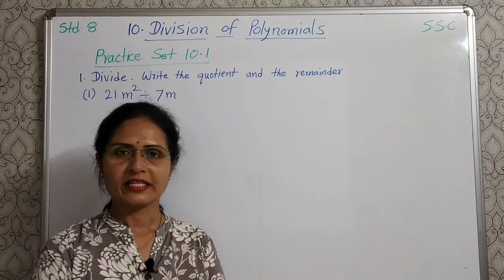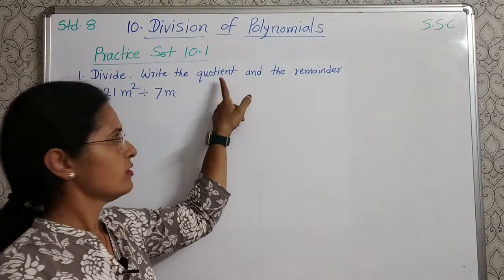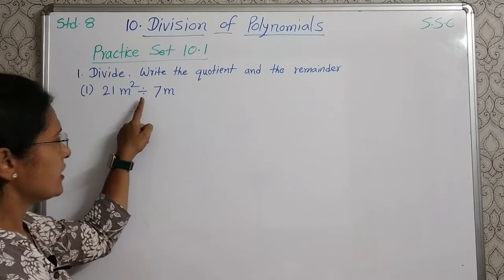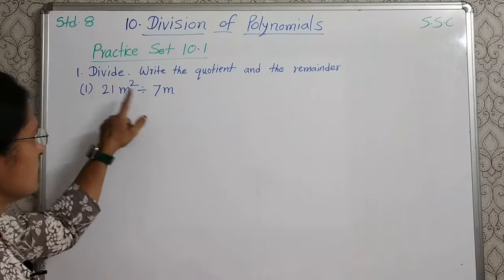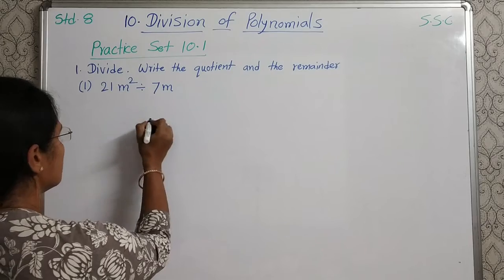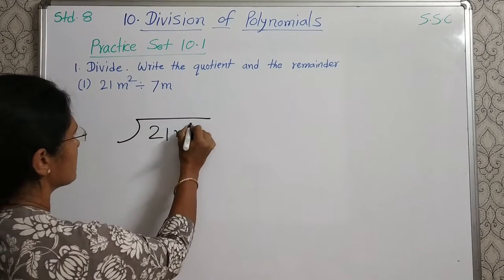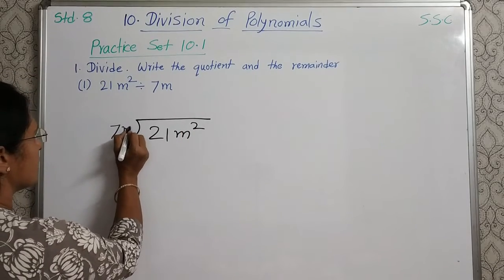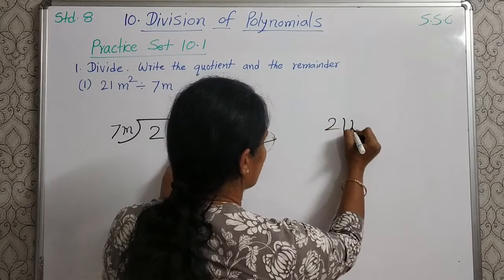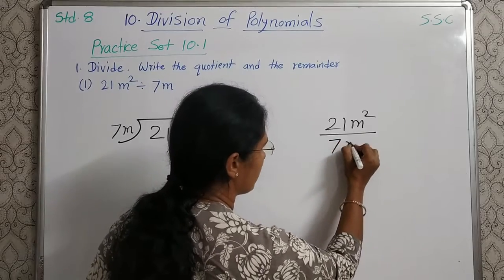Let us solve practice set 10.1. Divide and write the quotient as well as write the remainder. First sum, 21m square divided by 7m. So this is the dividend, this is the divisor. 21m square is the dividend, 7m is the divisor. So write here 21m square divided by 7m. Now we will write this 21m square and divide it by 7m.